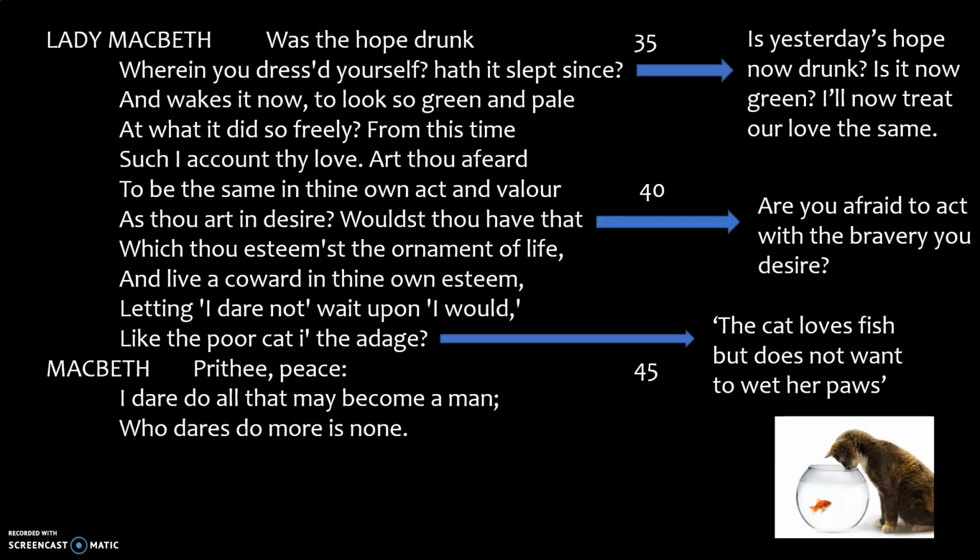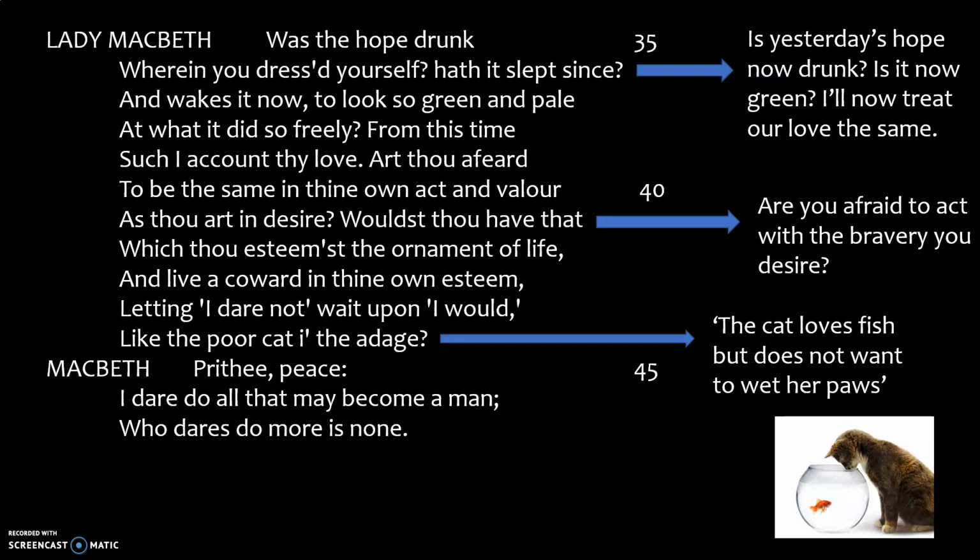And then Lady Macbeth says, was the hope drunk when you dressed yourself? Has it slept since, and wakes now to look so green and pale? Essentially, is yesterday's hope that you had now drunk? Is it now green and pale? And basically, I'll treat our love the same then, if that's the case. So she already starts trying to manipulate him because he's trying to back out of the murder.